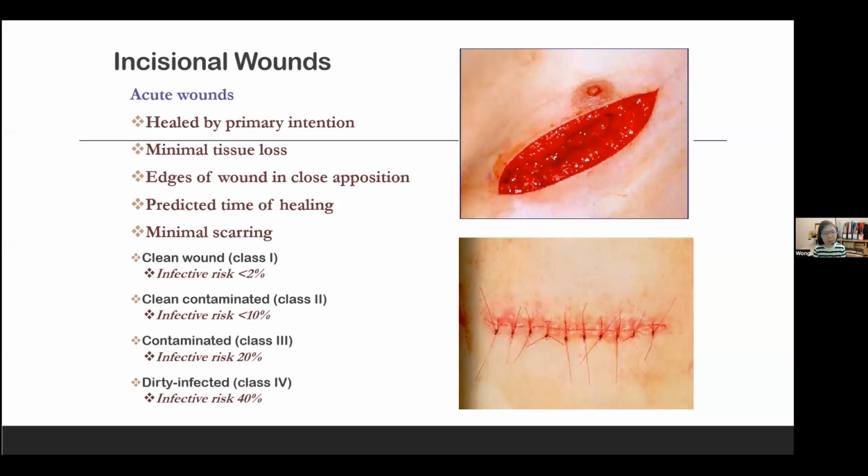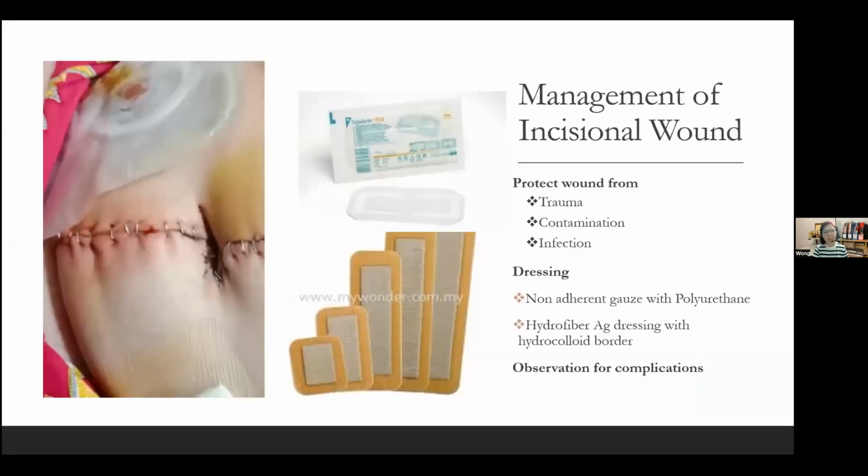If contaminated, for example intra-abdominal injury whereby the bowel contents have already gone into the abdominal cavity, the risk may be even higher, about 20%. The dirty infected class 4 wound, for example those with foreign body impacted into the wound, gunshot wound, or even sometimes MVA cases, are the higher infective risk type of wound, about 40%. Okay, I just briefly go through.